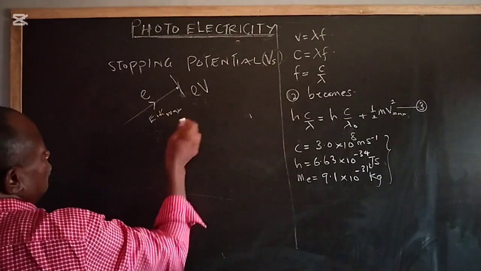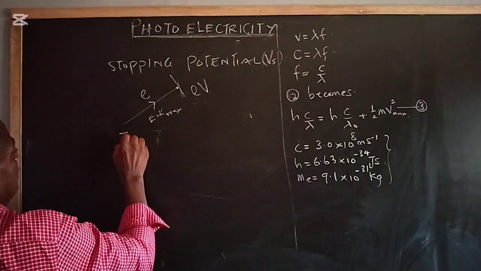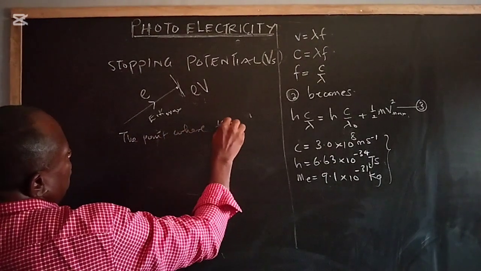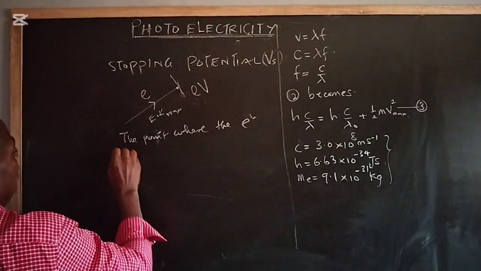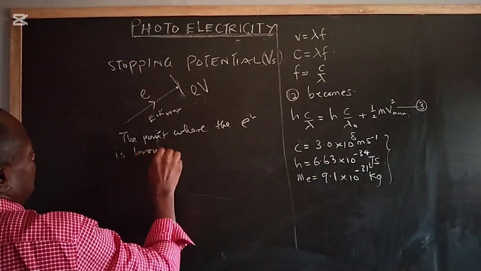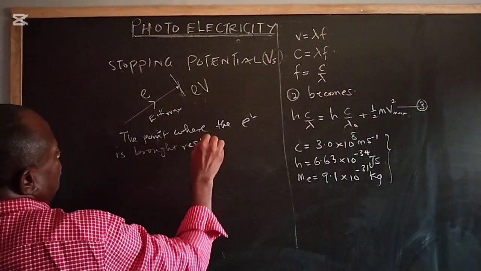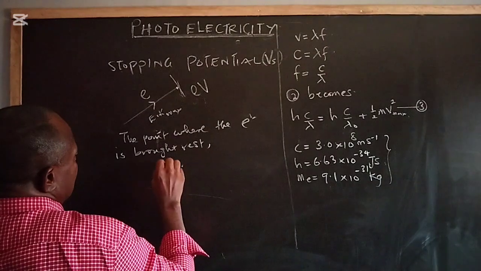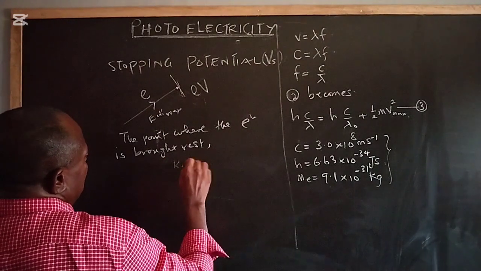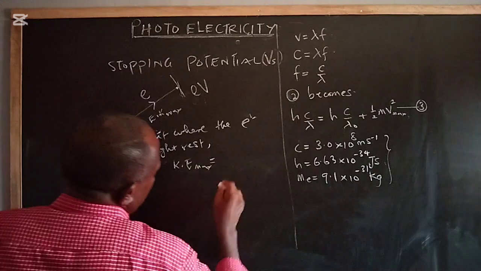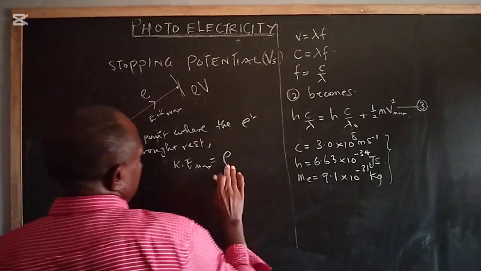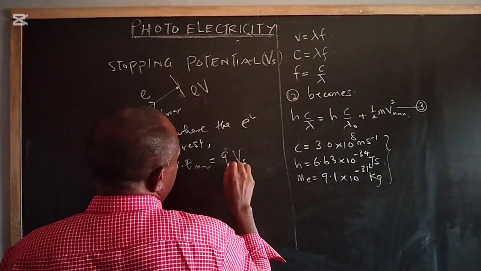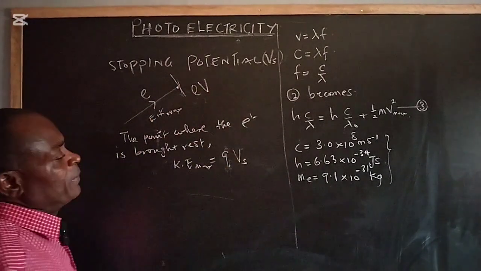So the point where the electron is brought to rest, the maximum kinetic energy of the electron is equal to the work done. So our V here, the potential difference here, is what we call the stopping potential.